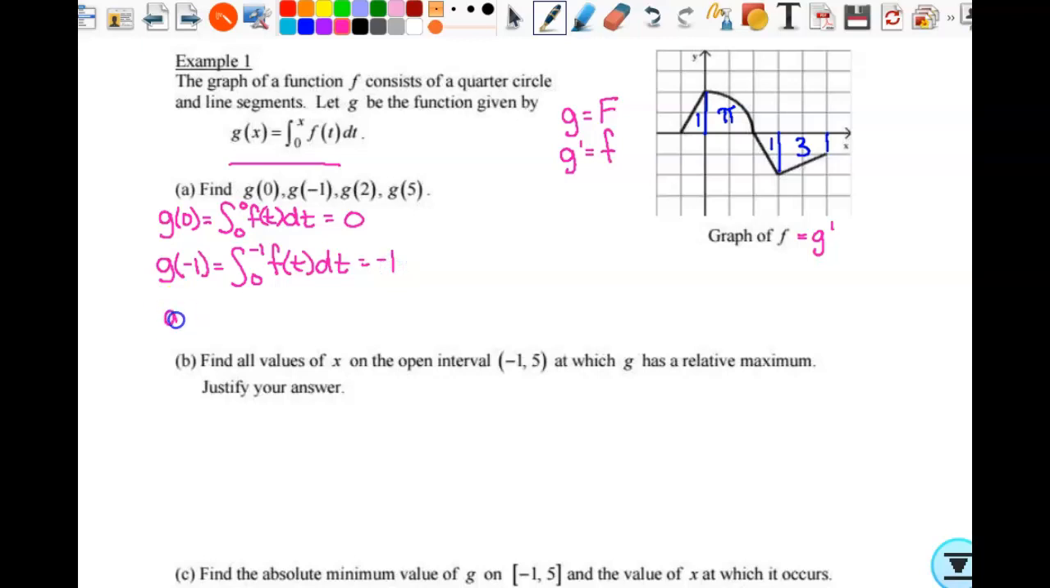All right, so then we want g of 2. g of 2 is equal to the integral from 0 to 2, f of t dt. All right, so from 0 to 2, that's just what? Pi. So then we also want g of 5. It's equal to the integral from 0 to 5, f of t dt.